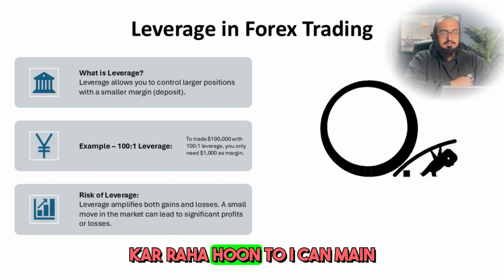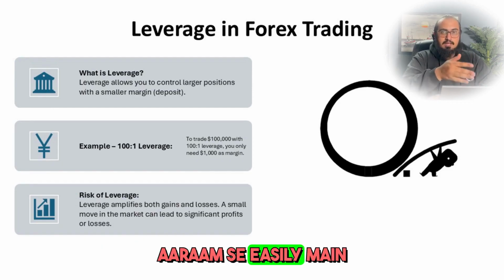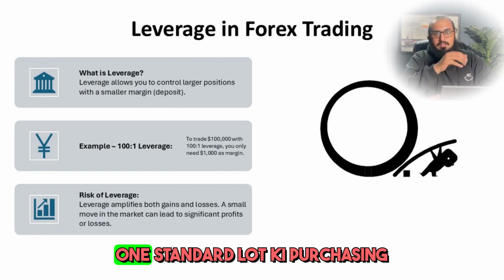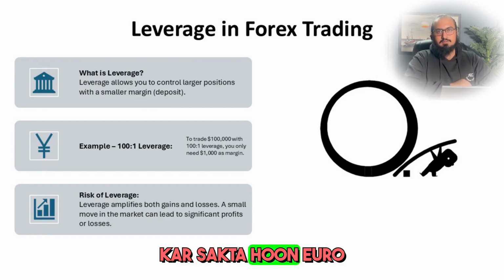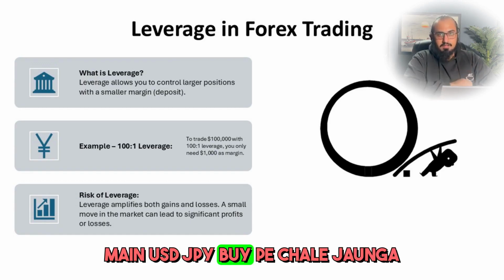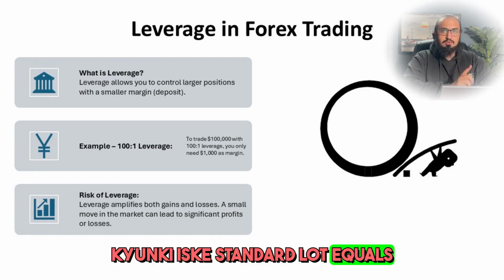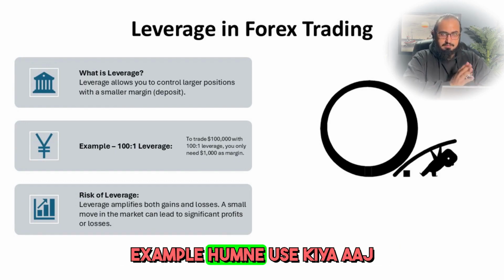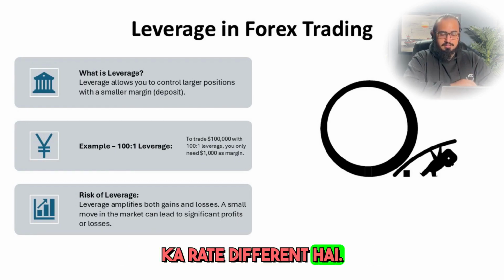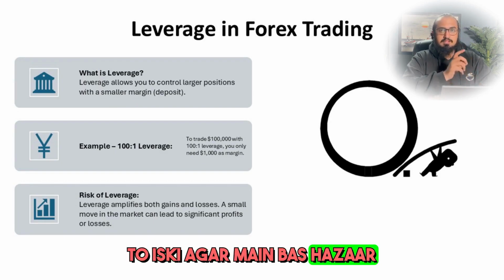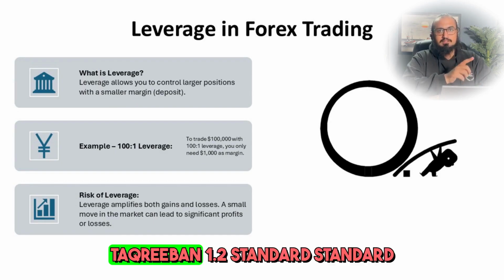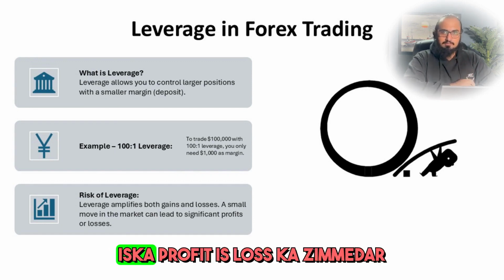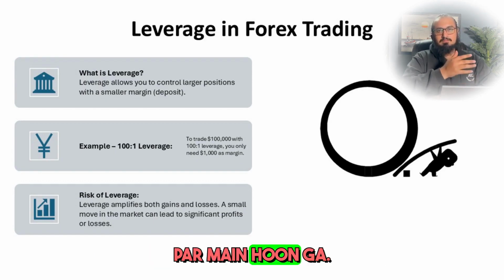Meaning, if I am trading EUR USD, then I can comfortably purchase $100,000, that is one standard lot on EUR USD. Then if I move to USD JPY, where one standard lot is equal to $8.3, for example, at the current price time which we used in the previous example, today's rate is different, but if I have $1,000, I can approximately purchase 1.2 standard lots. I will be responsible for its profit and loss.